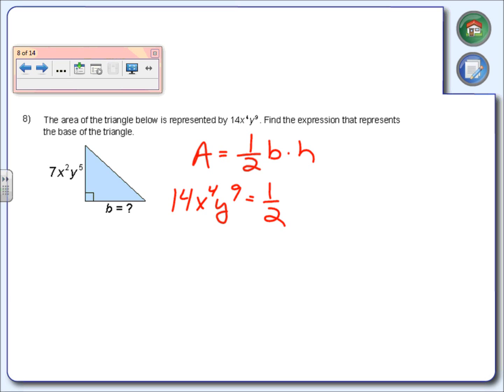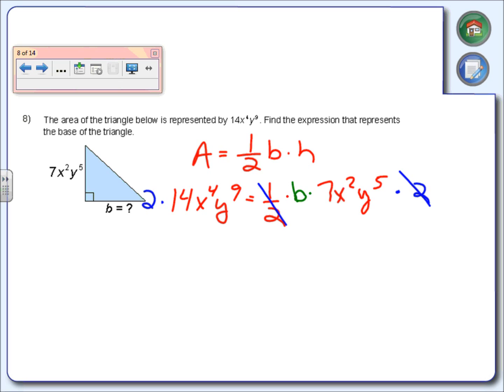equals, now we don't know the base. That's what we're looking for. But we do know the height. It's 7x squared y to the 5th. So what I want to know is, what is b? What is the base? That's what we're solving. So anybody got a suggestion? What can we do to start off? How about we take care of this 1/2 first? Let's do this. I'm going to take both sides of the equation, and I'm going to multiply it by 2. And that way we can get rid of that stuff there.